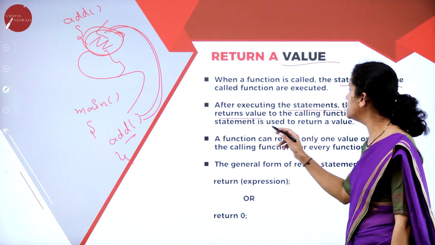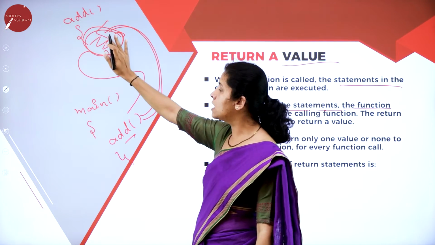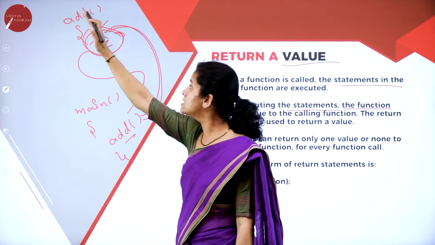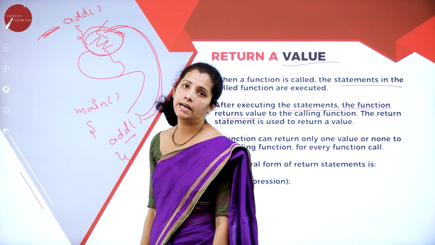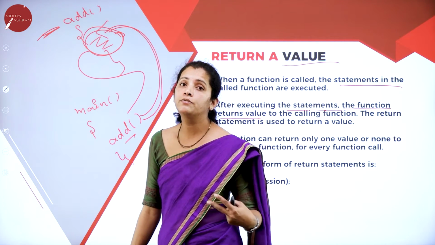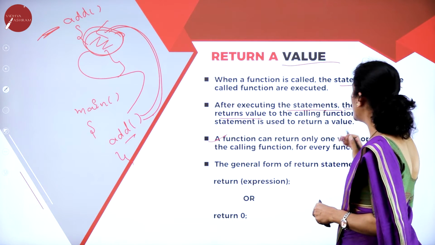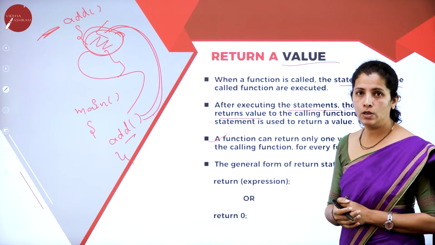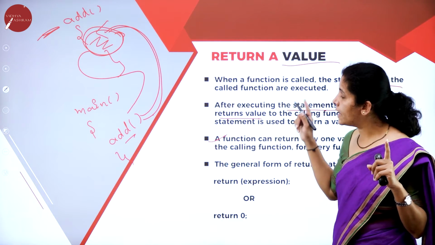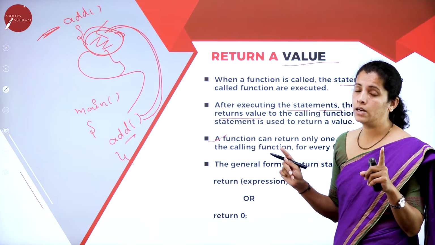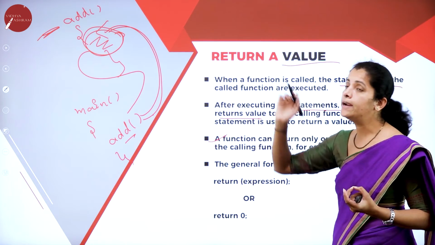The return statement is used to return the value. For example, after finding the sum, suppose I want to return the sum to the calling function, here I need to specify the data type, for example int, float, etc. A function can return only one value or no value. The function can return only one value because we can specify only one return type, or no value. If it is no value, then I need to write void.